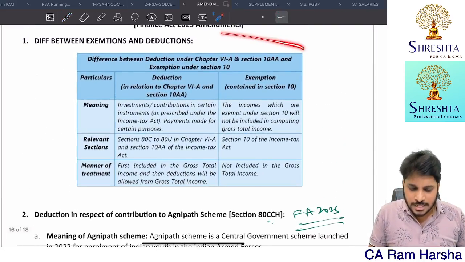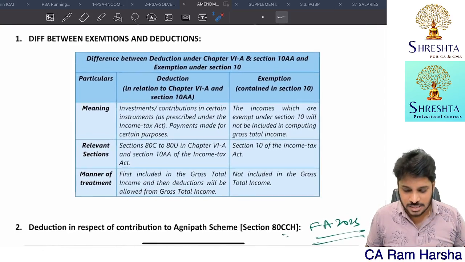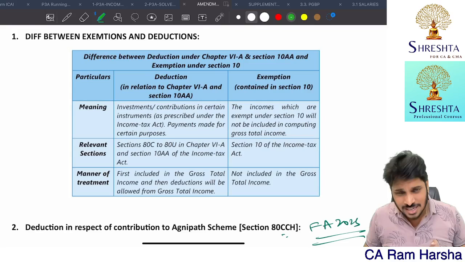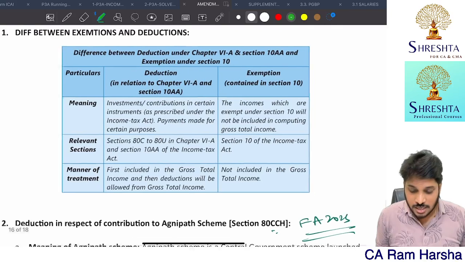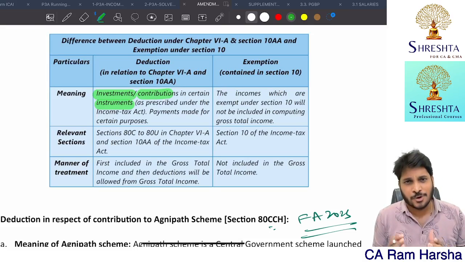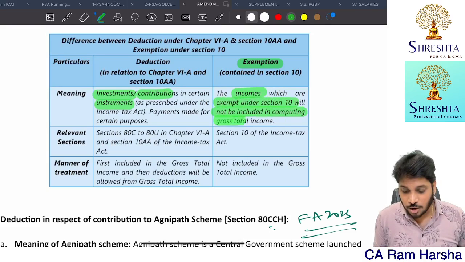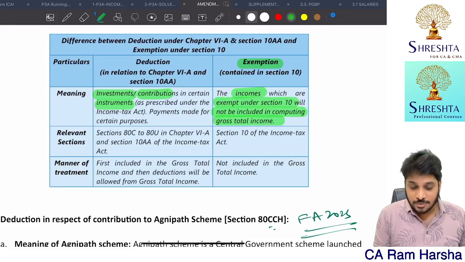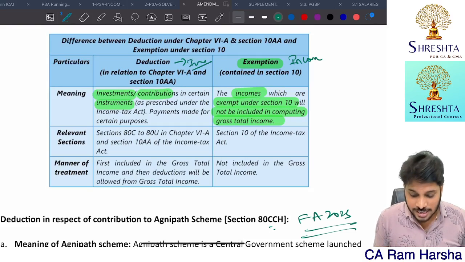And one more insertion in the new scheme study material is, what are the differences between deductions and exemptions? 99% they don't test like this theory question. If at all they tested, a 3 marks question, they may test. So generally deductions are in the nature of investments and contributions in some instruments like fixed deposit, shares and securities like that. Whereas exemption, income is exempted, will not be included. This exemption is talking about actually incomes, whereas deduction is generally talking about investments and contributions and all.